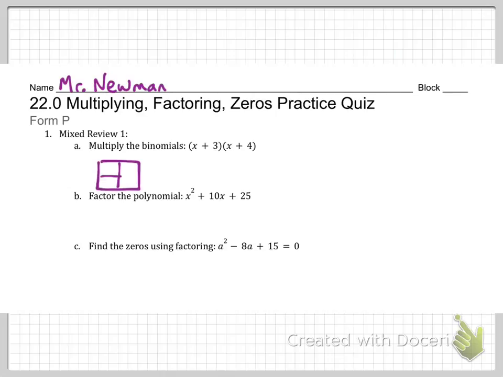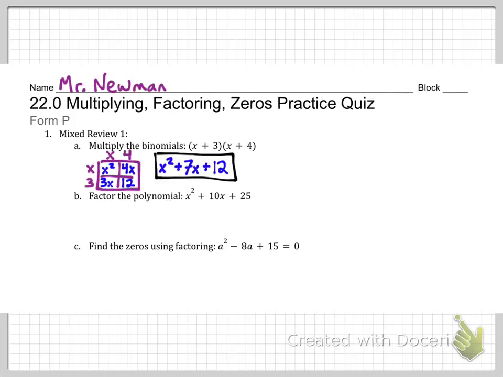So let's get started. First off, to multiply binomials, I draw a box. So we're going to write x plus 3 there and x plus 4 there. Multiply x times x and get x squared, 4x, 3x, and then 12. Add all those together, and 4x and 3x we combine as like terms. So we get x squared plus 7x plus 12, and that is the answer.